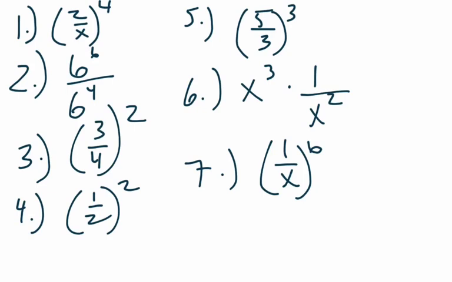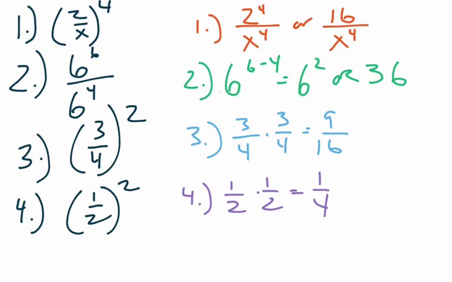Okay, so let's take a look at these. For the first one in red, I just applied the exponent to numerator and denominator, so it's 2 to the 4th over x to the 4th, or you might use that 2 to the 4th is equal to 16. Really just use your best intuition or follow your teacher's directions on whether or not you need to change the 2 to the 4th over. For the second one, 6 to the 6th over 6 to the 4th is 6 to the 6th minus 4, which is 6 squared, or 36.